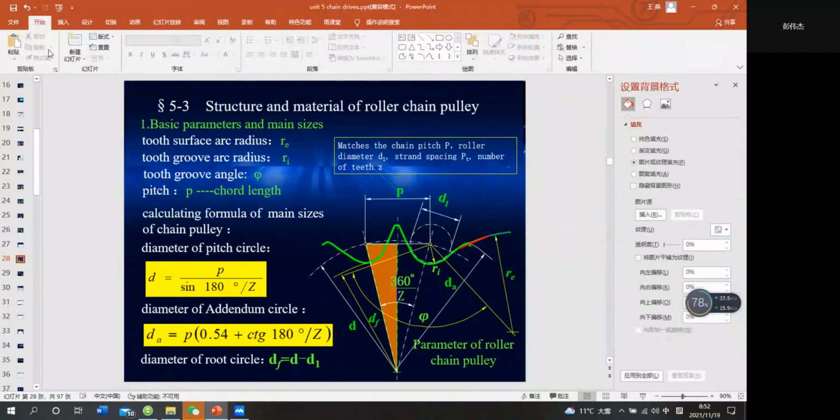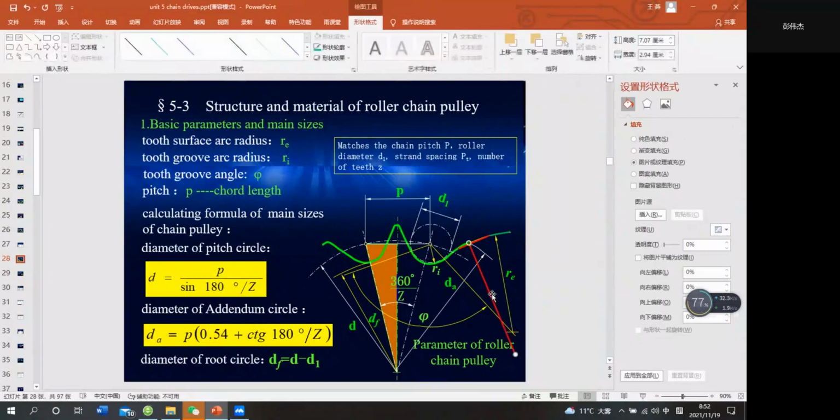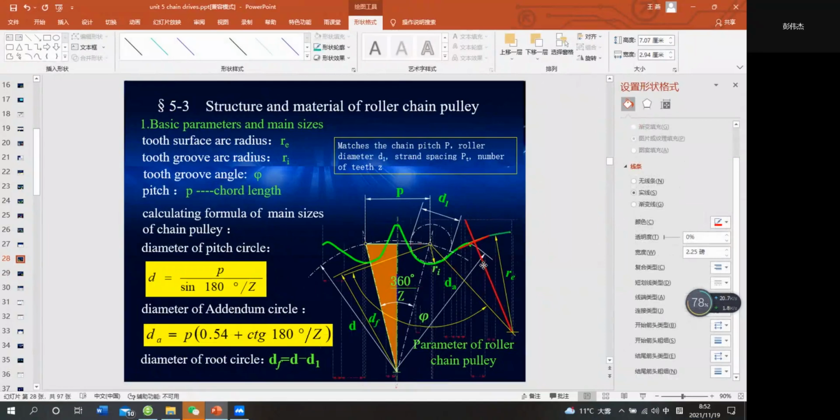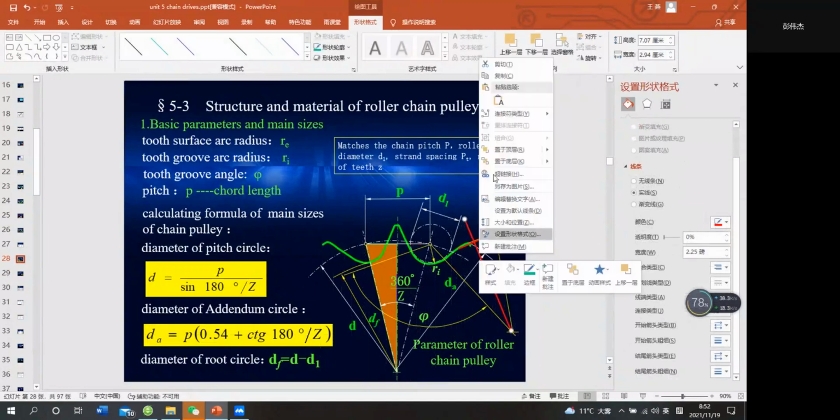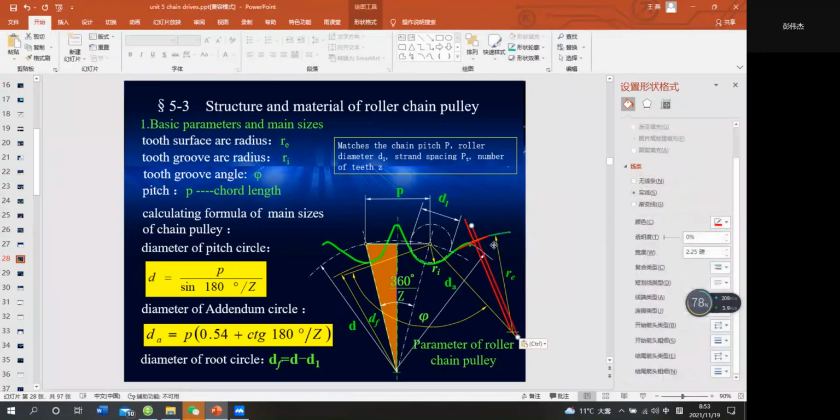There are two chords here, and then we can draw a line perpendicular to this chord, and then draw a line perpendicular to this chord.